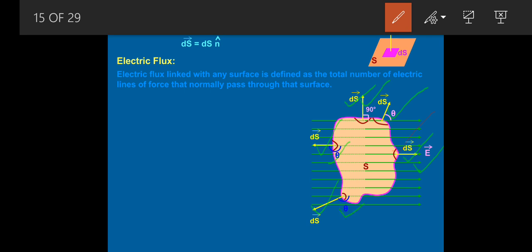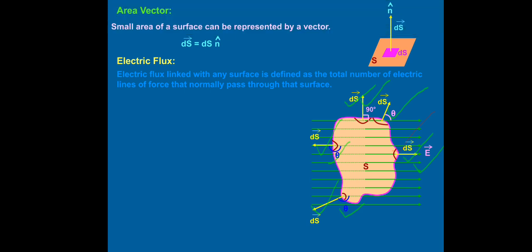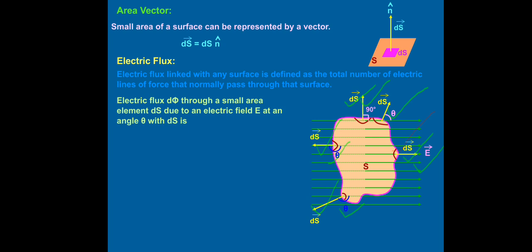Then how can we represent the electric flux? The electric flux must be represented by a mathematical relation, the dot product of area vector and electric field. If you want to calculate a small electric flux through the surface ds, then this will be d phi equal to E dot ds. E is a vector, ds is also a vector, so this will be E ds cos theta.